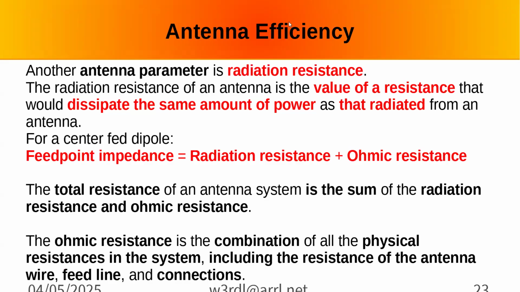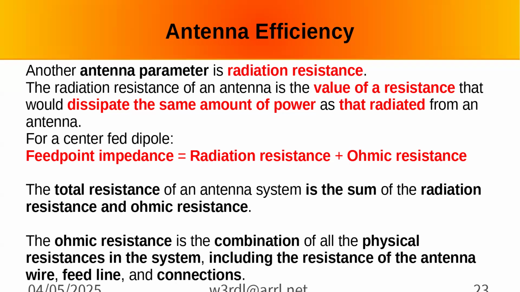One of the other parameters you mentioned earlier was radiation resistance. One of the definitions is it's a value of resistance that would dissipate the same amount of power as that radiated from an antenna. So in other words, if your antenna is actually radiating 100 watts, then whatever resistance that calculates out to is going to be your radiation resistance.